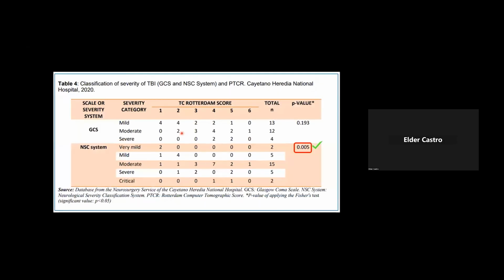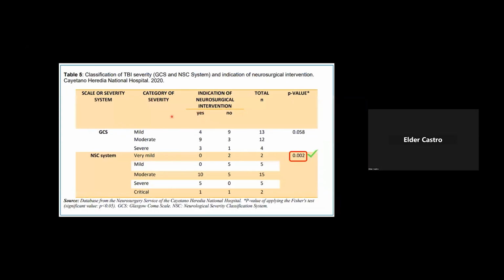This graphic is about the association that existed between the MINSA system and the Rotterdam tomographic score. The p-value was significant, but there was no association between the Glasgow and the Rotterdam tomographic score. This graphic is about the association between the MINSA system and the indication of neurosurgical intervention. The p-value was significant, but there was no association between Glasgow and indication of neurosurgical intervention.